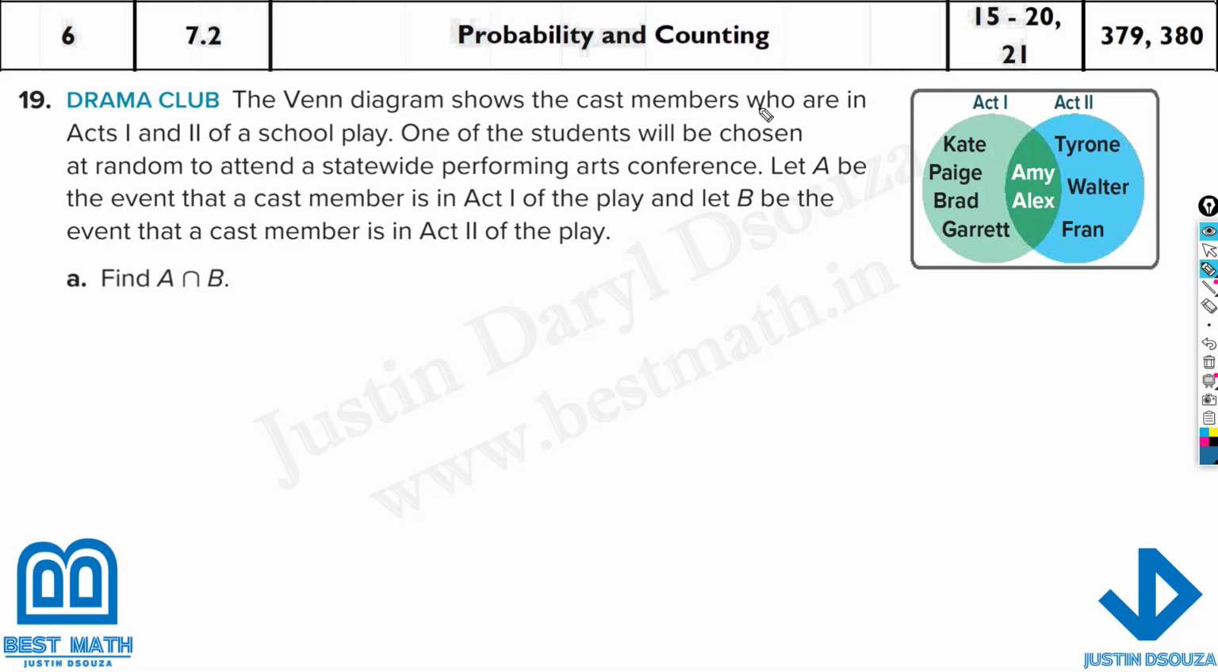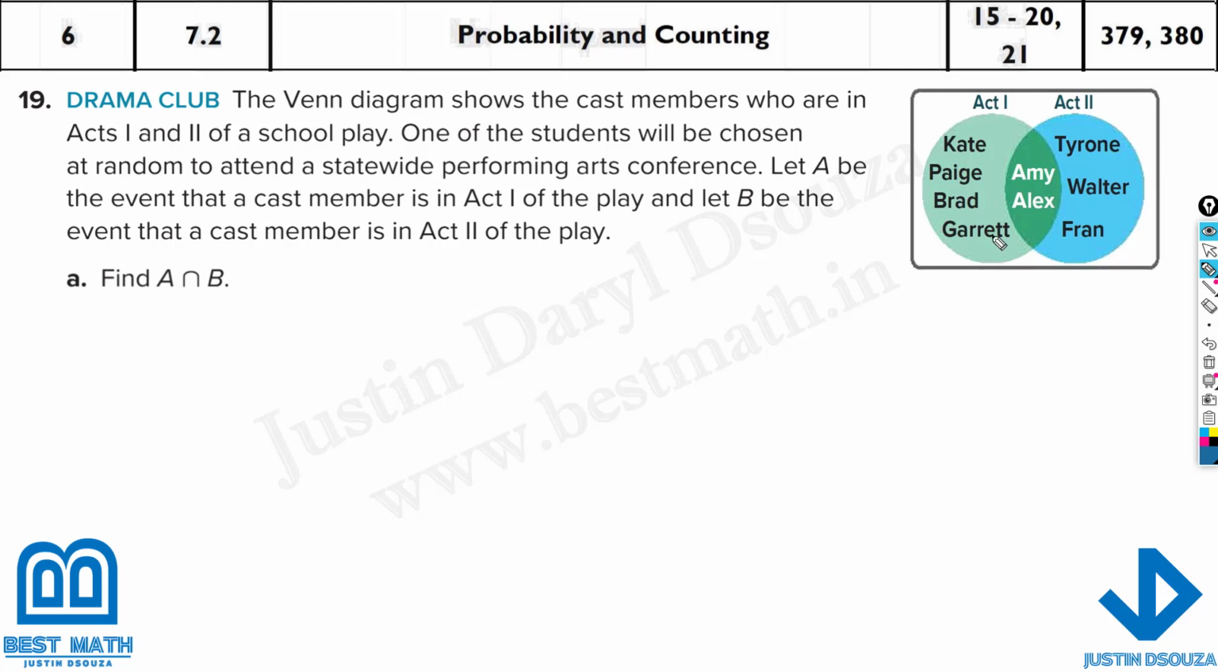The Venn diagram shows the cast members who are in Act 1 and Act 2 of the play. One of the students will be chosen at random to attend a statewide performing arts conference. Let A be the event that a cast member is in Act 1 of the play, and let B be the event that the person is in Act 2. Find the probability of A intersection B.